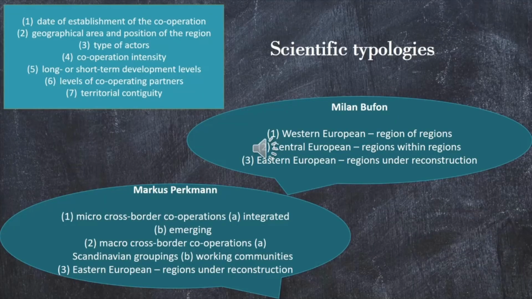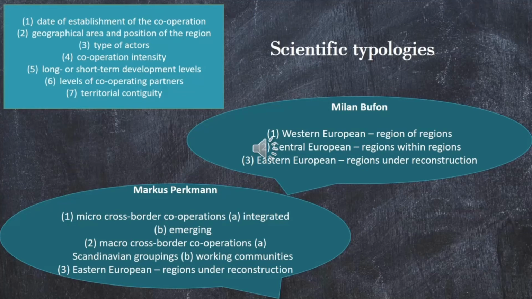Talking about typifying and categorizing border regions, cross-border regions, and cross-border cooperations, now let's have a look at the scientific ways of typifying and the scientific typologies. Here we will have a look at three basic approaches. One of them is represented by Milan Buffon, who says that border areas and border regions in Europe fall into three basic groups: Western European, Central European, and Eastern European.